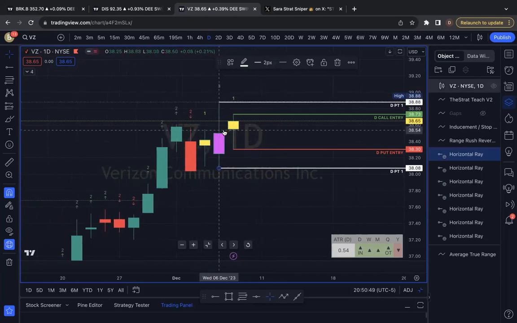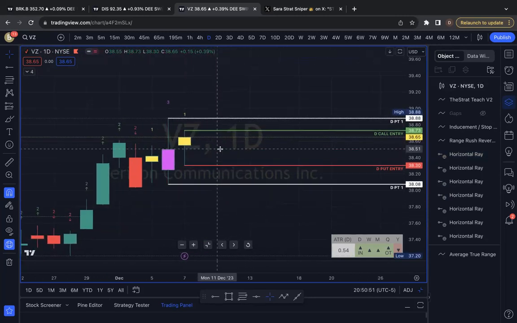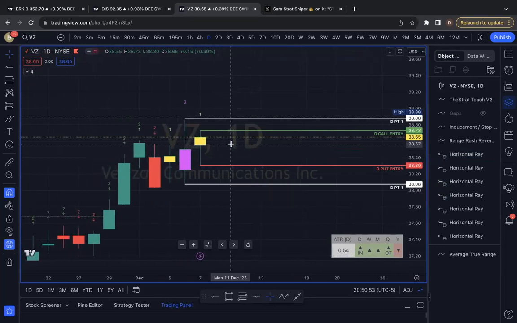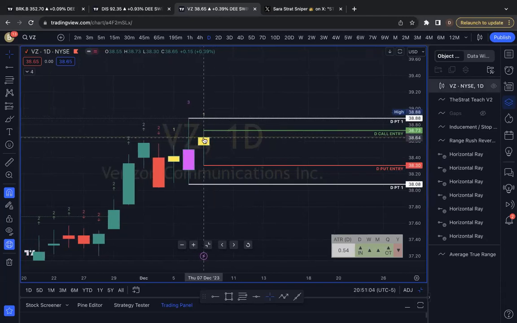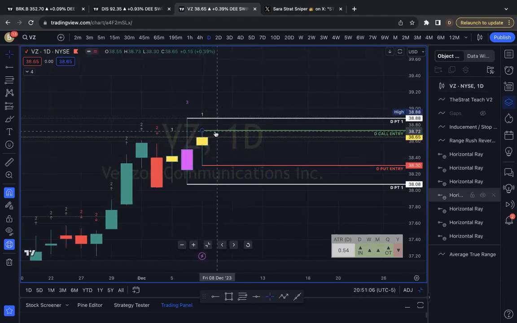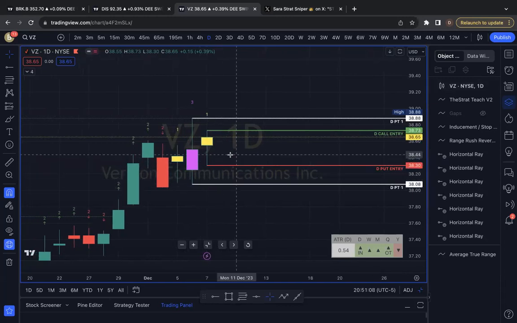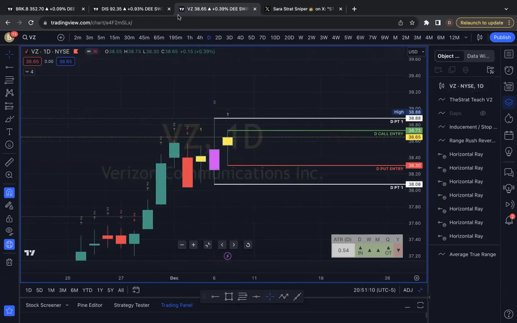So actually, that's what I want you guys to do. I want you guys to go to Verizon and chart this on your charts and see how it plays out tomorrow. Does it break the upside? Does it break the downside? Does it reach its target to either side? If it breaks the upside, does it reach its target? If it breaks the downside, does it reach its target? Check the chat.